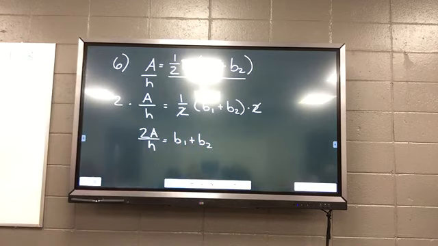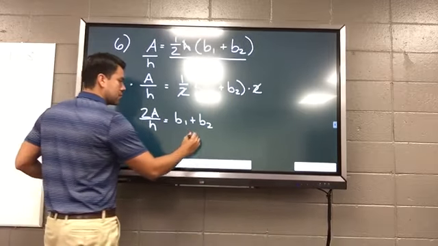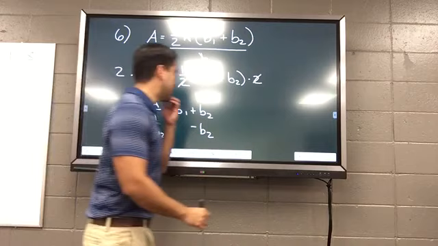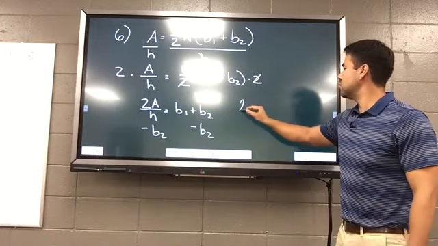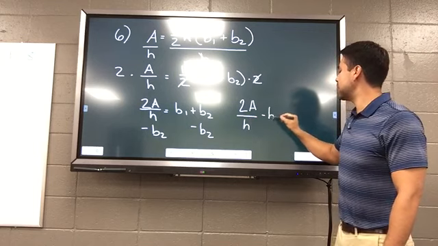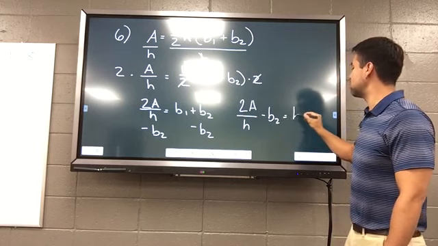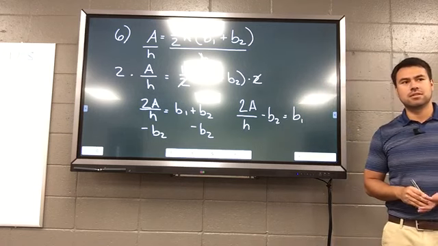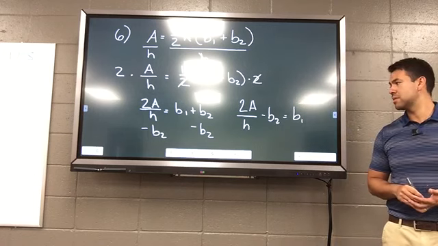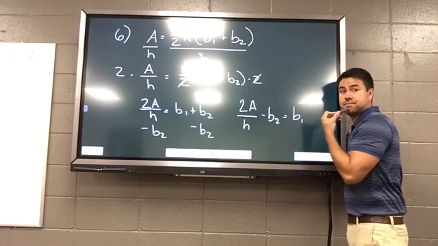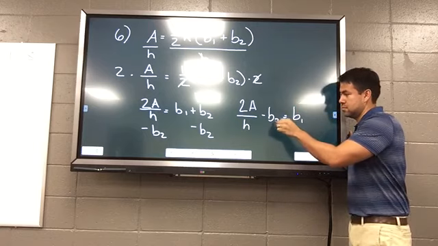So how do I undo the addition here? Subtract B sub 2 from both sides. And here's what I'm left with: 2A over H minus B sub 2 equals B sub 1. I got A minus B sub 2, multiplied by 2. So you got this whole thing? Yes, but I put the 2 next to the B sub 2.